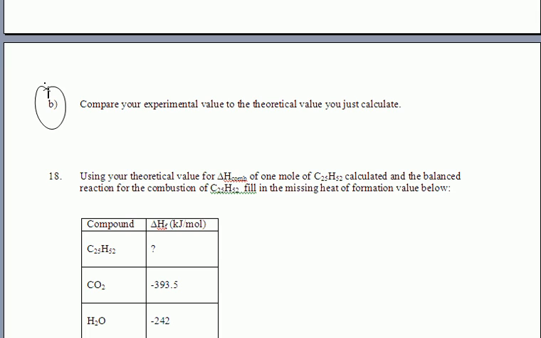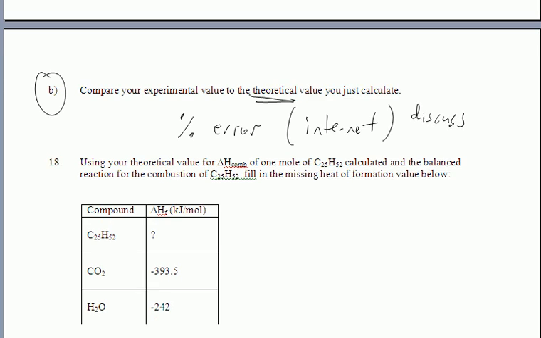Okay, on this one, I just want you to compare your actual value to your theoretical value. Sometimes they'll have you calculate what's called a percent error, and you can look on the internet to find out what that calculation is. I encourage you guys to do that. What I really want you to do here is just discuss it. Talk about if they were similar, if they were different.